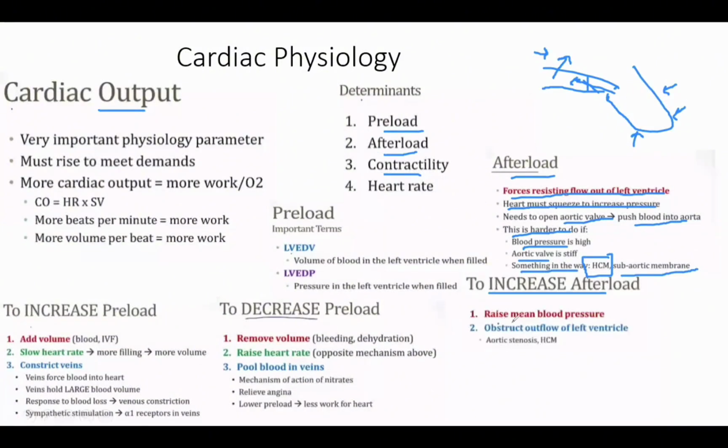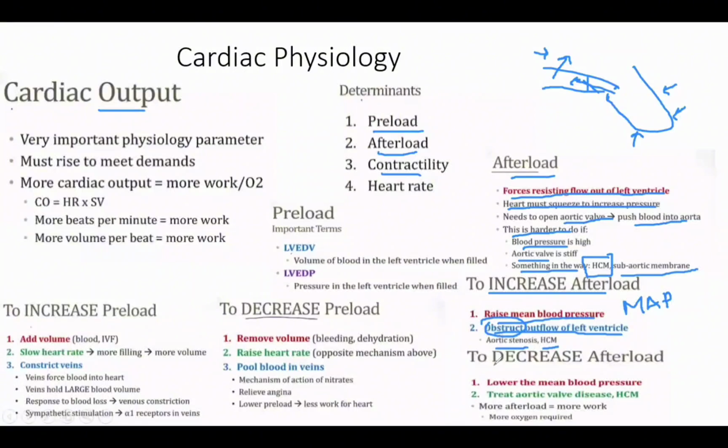To increase afterload, raise mean arterial blood pressure. That is when the MAP is raised, the afterload is increased. Or when the outflow of the left ventricle is obstructed, like in aortic stenosis and hypertrophic cardiomyopathy. And to decrease the afterload, we need to lower the mean arterial pressure and treat the aortic valve disease and hypertrophic cardiomyopathy. When there is more afterload, the heart will do more work and it will need more oxygen.